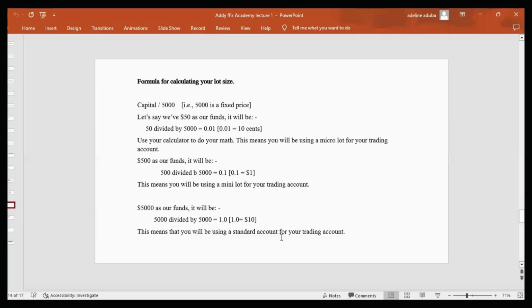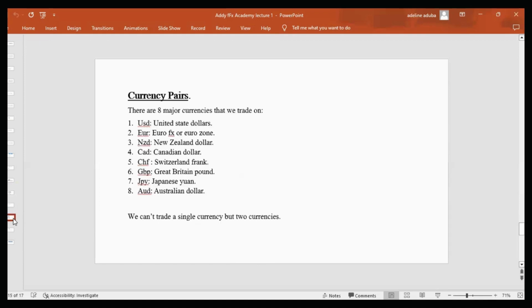So this is the standard lot size for your trading account of this kind of amount of money. If you don't calculate the number of pips you want to use, and you don't know what you are doing in the market, you can easily blow your account. Why would you be using a 1.0 lot size for a $500 account? This is why most people tend to lose money and blow their accounts, because they don't sit back to calculate the lot size they use. All this matters most in your risk management. It matters a lot when it comes to your risk management.